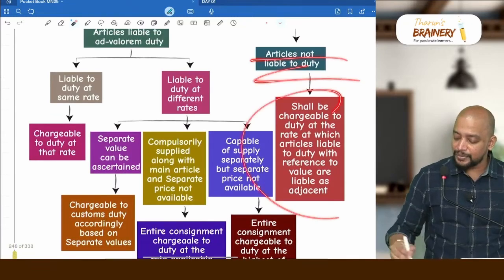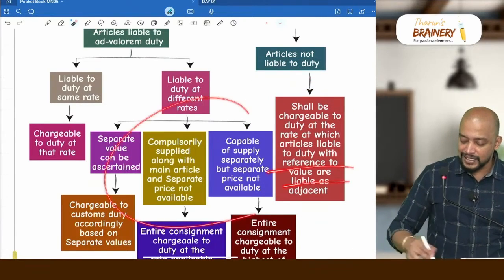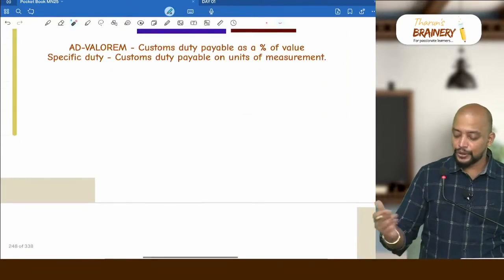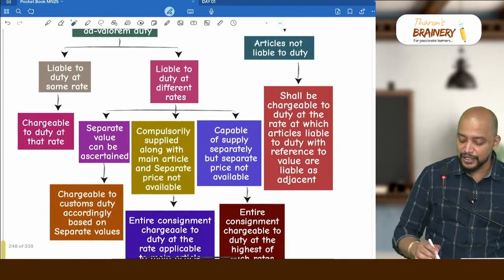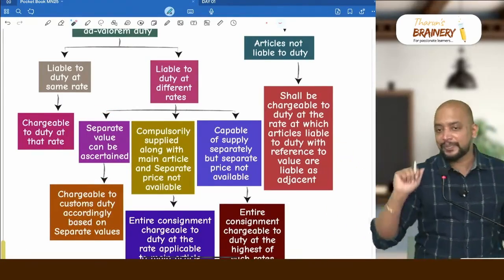Non-dutiable articles also shall be chargeable to duty at the rate applicable, with reference to the value, that is like this. Whatever value like this, that will be taken even for not liable to duty. Then in that case, what is better? It is better to have the separate values. When we have separate values, non-dutiable article we don't have to pay duty.